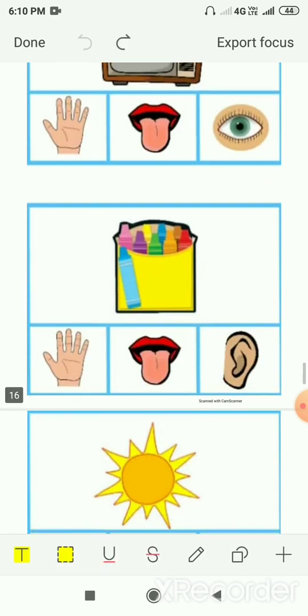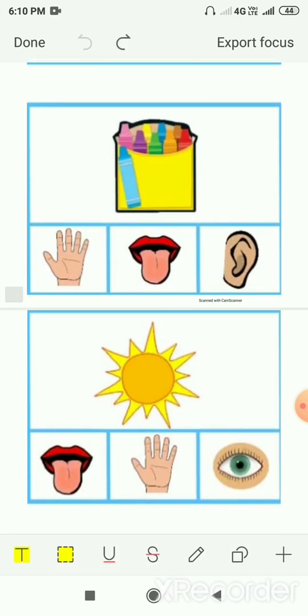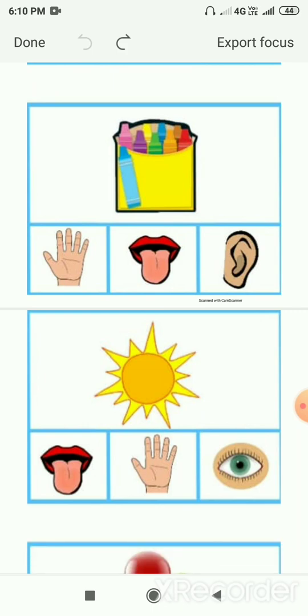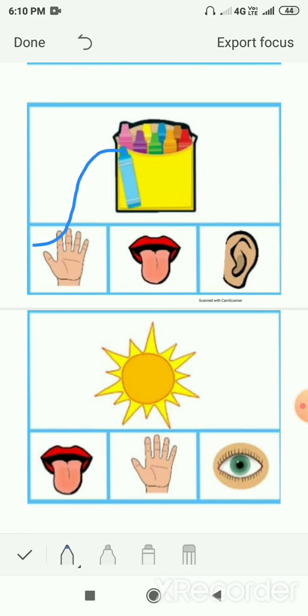Next example is crayons. By which organ can you use this crayon? By your hand, tongue or ear? So by hand you can use these crayons to color the given picture. Now the sun. By which organ, from tongue, hand or eye, can you identify the picture of sun? So by eyes you can identify the picture of sun.